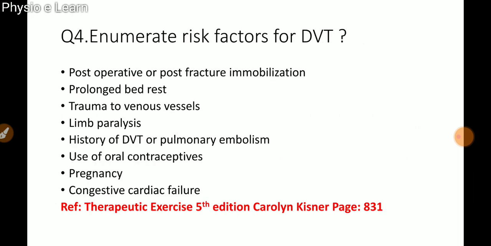Fourth question, enumerate the risk factors for DVT. Post-operative or post-fracture immobilization, prolonged bed rest, trauma to venous vessels, limb paralysis, history of DVT or pulmonary embolism, use of oral contraceptive pills, pregnancy, congestive cardiac failure. So these are the risk factors of DVT.